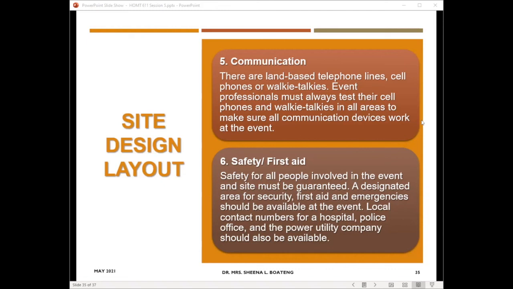In extreme cases, for huge events like mega events, including the Olympic Games, power utility companies are also asked to be present in case there's some kind of power shortage or interruption in power supply, which may affect the smooth execution of the event.